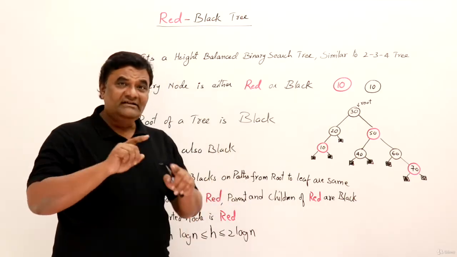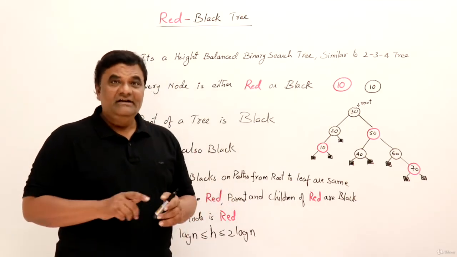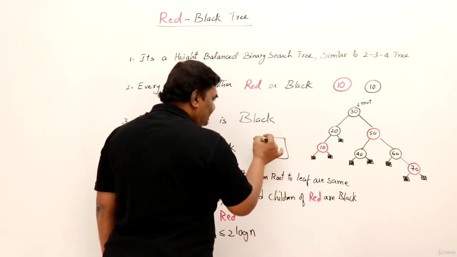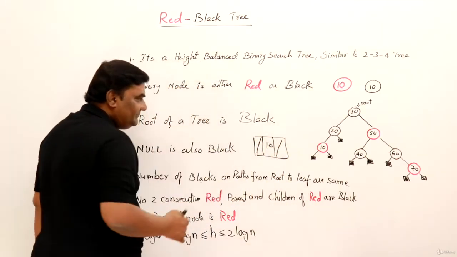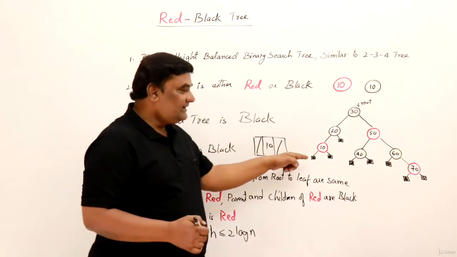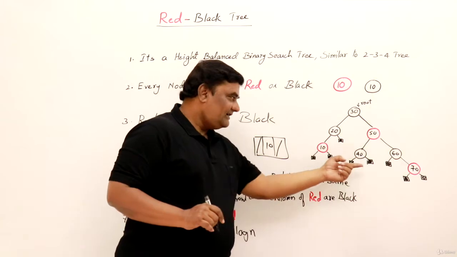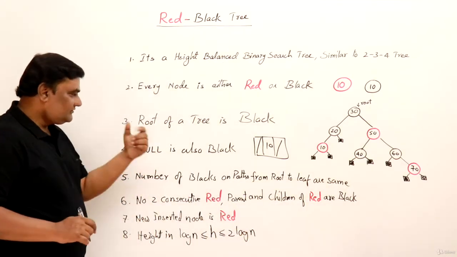So if you know the linked representation of a binary tree, a node will have a key value, and if it is a leaf node, then these pointers will be null. So those nulls are also treated as black. I am highlighting them as black here. So nulls are also black.